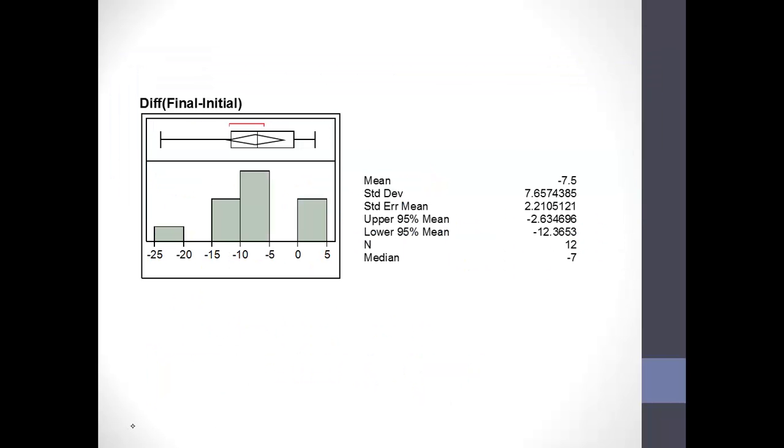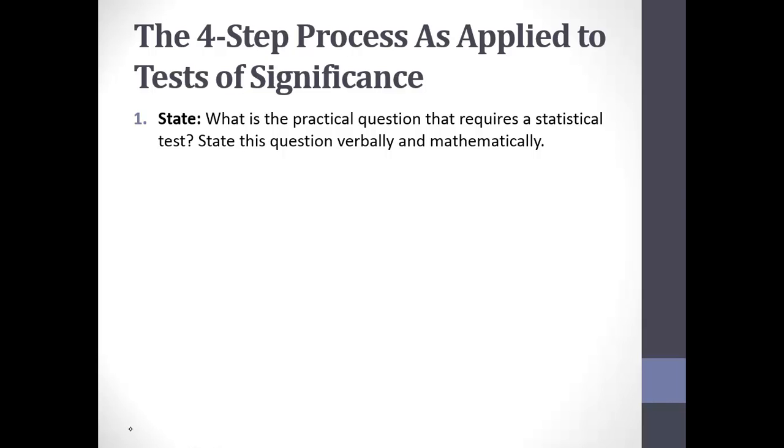Okay, so again here we can look at our data. We have these 12 numbers. There's a kind of weird looking histogram of them. We have what the mean is, the standard deviation, and then some other things there as well. So again, kind of stating what the question is. I think we've already sort of done that.